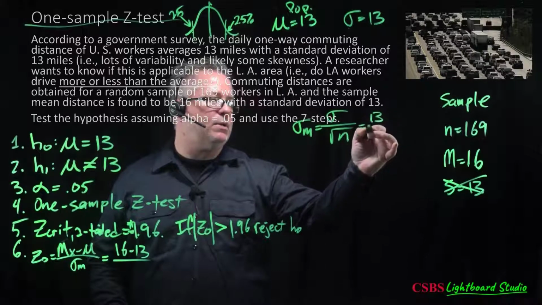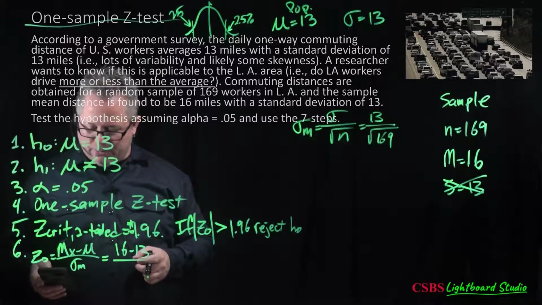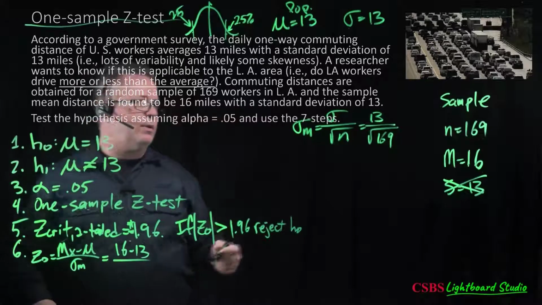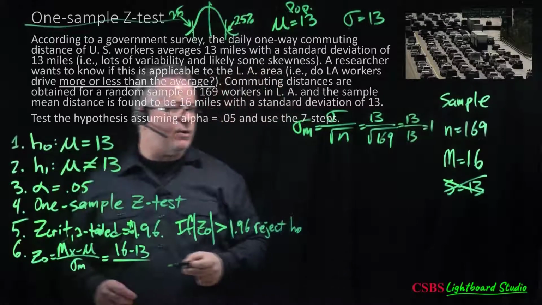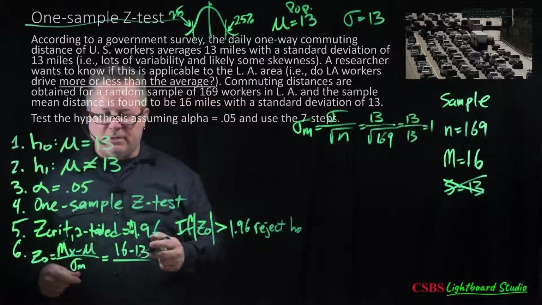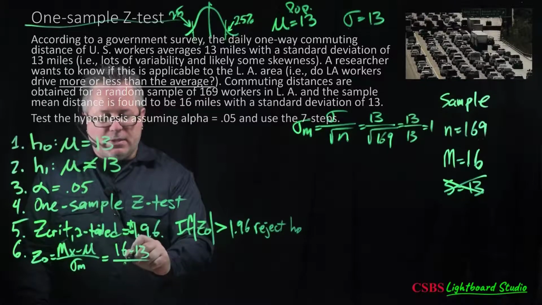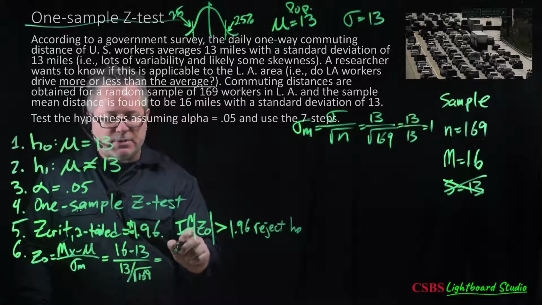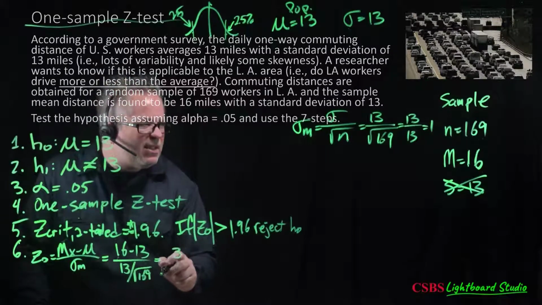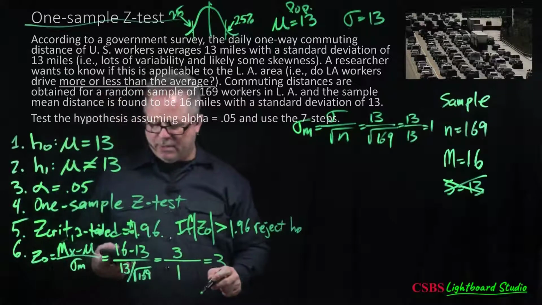In this case, that ends up being 13 over the square root of 169. The square root of 169 is 13. So this ends up being 13 divided by 13 equals 1. So my standard error of the mean equals 1. All right, that's pretty straightforward. So 16 minus 13 is 3. I'm going to divide that by 13 divided by 13, which equals 1. 3 divided by 1 is 3. So my z observed is 3.